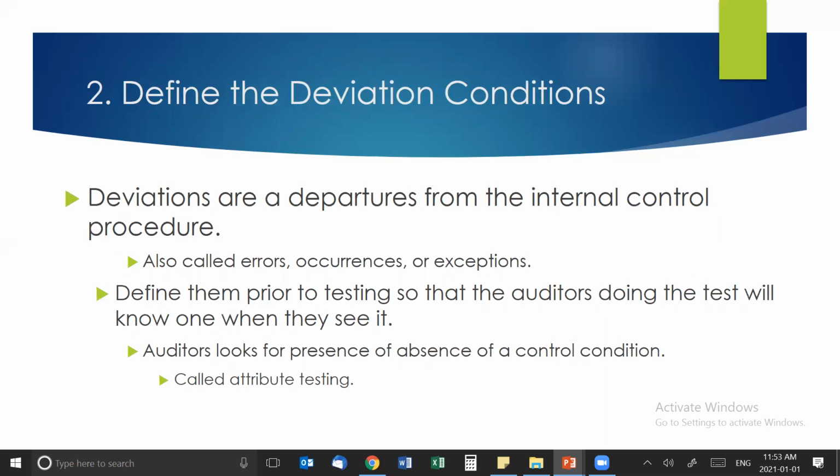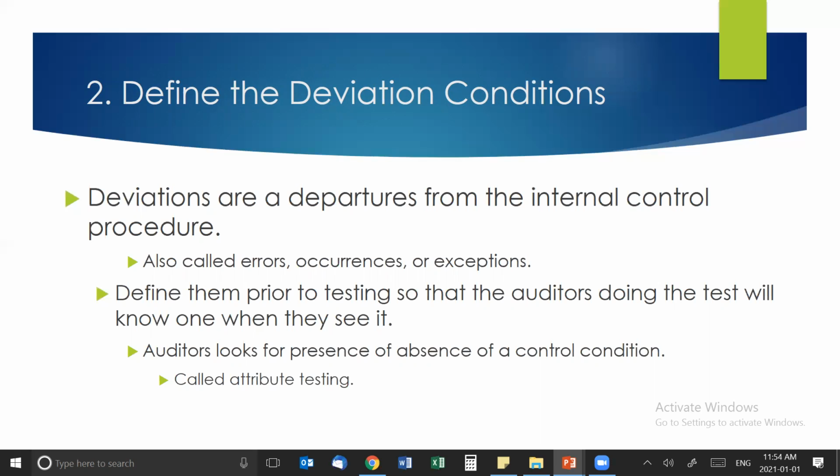Then you're going to define the deviation conditions. Basically, you're going to determine what you're looking out for that's going to be an error. So deviation is the same thing as an error. Before you do the test, you want to say, what am I looking for? What type of errors am I looking for? What is defined as an error and what is not? You define this prior to testing so the auditors know when they're doing the test when they can see an error. So you have to figure out what errors you're looking for.